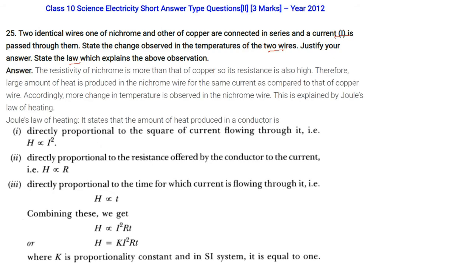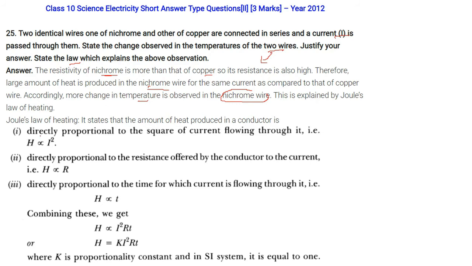The resistivity of nichrome is more than that of copper, so its resistance will be higher. Therefore, a large amount of heat is produced in the nichrome wire for the same current as compared to the copper wire, and accordingly more change in temperature is observed in the nichrome wire. This can be explained by Joule's law of heating.